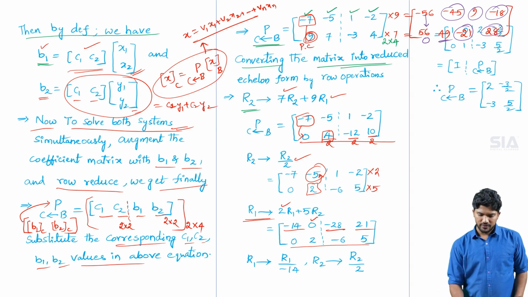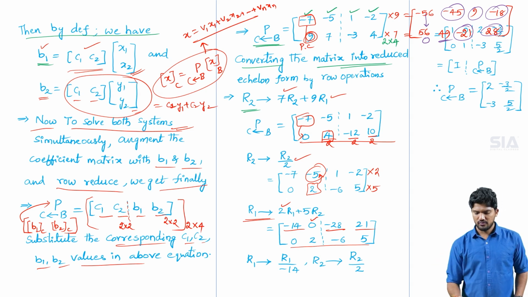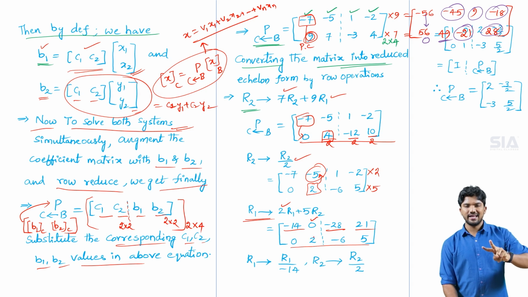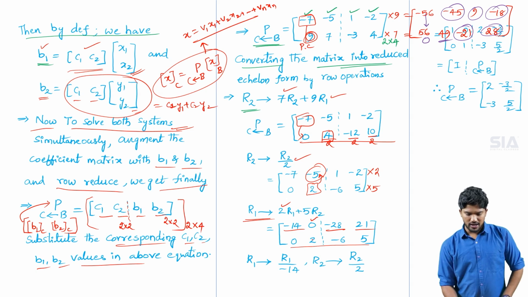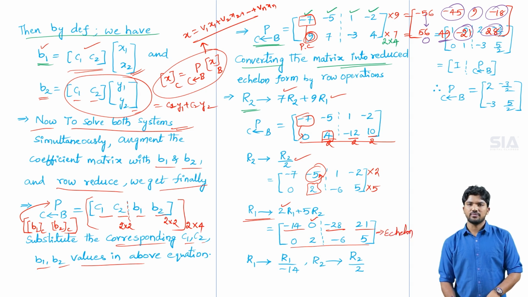Okay, so now we got 2 pivot positions, okay, and we got 2 pivot columns. Then further no pivot columns. Why? Because there are only 2 rows, and in each and every row there exists one pivot position. There are only 2 rows, so we have only 2 pivot positions and only 2 pivot columns. So therefore, now it is the echelon form. Okay, this matrix is in echelon form.